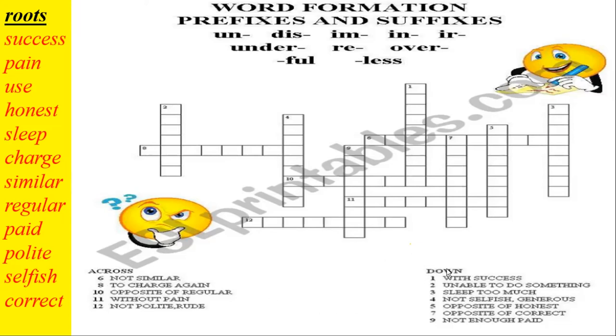Then here, the clues downwards, with success, the first one. For example, let's consider the first one downwards. What do you think? The first one, with success. Here are the root words, and you have to form the word out of the roots. You have to first identify the most suitable root. Yes, very good. The root word becomes success. You have to add the suffix full to form the word successful. The first one downwards, successful.